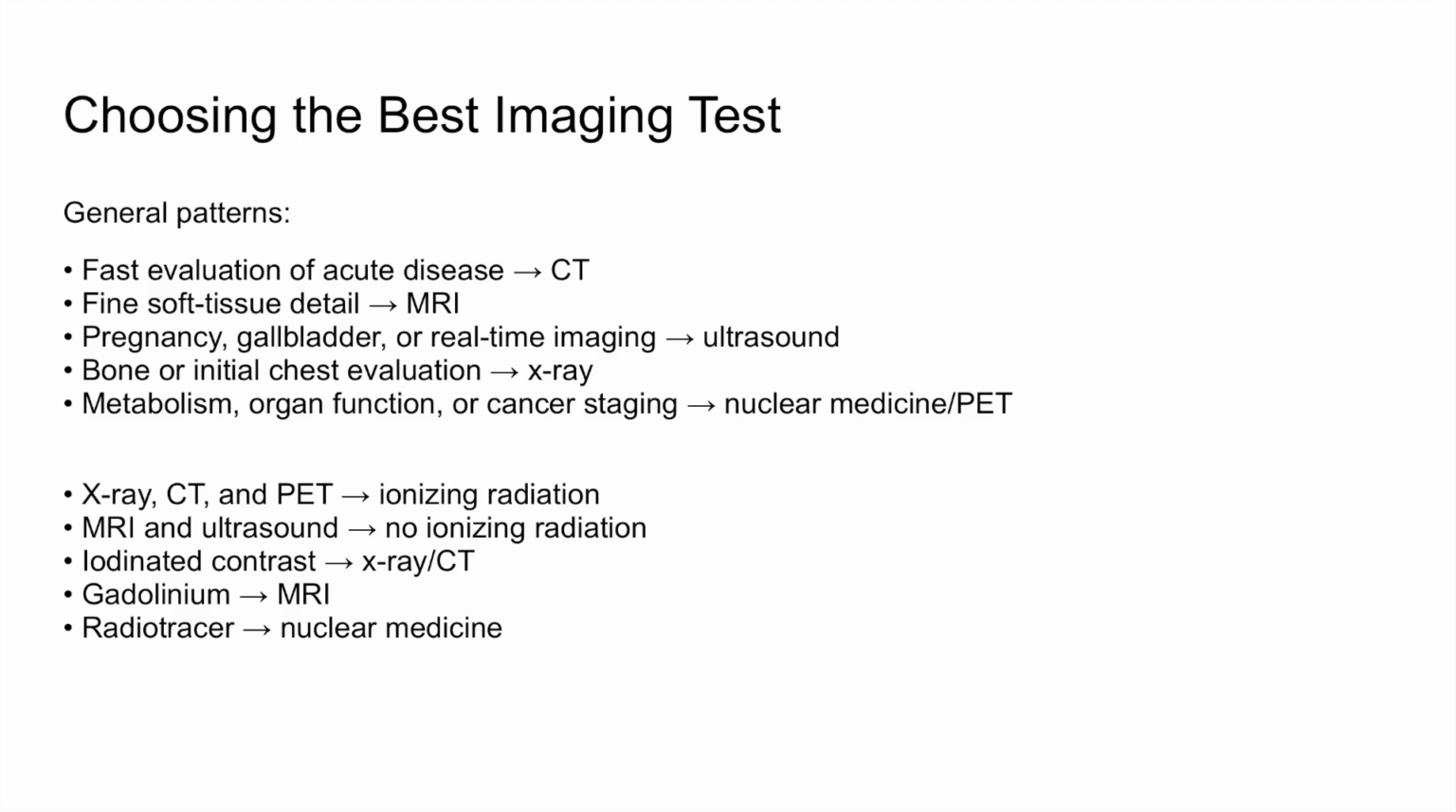So CT is fast and commonly chosen for acute emergencies such as trauma or suspected intracranial hemorrhage. MRI takes longer but provides superior soft tissue contrast, making it useful for brain, spinal cord, joints, and many soft tissue lesions. Ultrasound is portable, real-time, and radiation-free, making it valuable in pregnancy, gallbladder, vessels, and procedural guidance. X-ray remains an efficient first study for many bone and chest questions. Nuclear medicine and PET, like I said, are always useful when the question concerns metabolism, perfusion, organ function, or cancer staging.